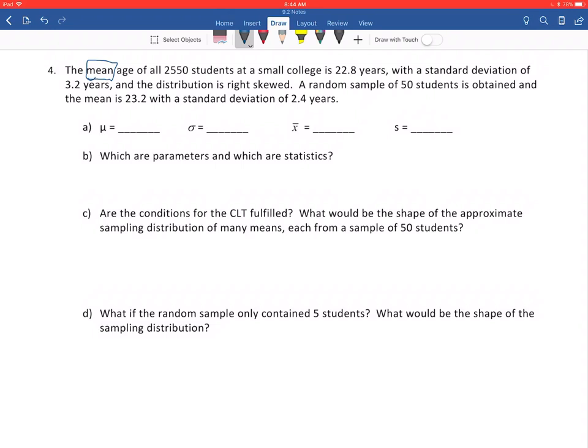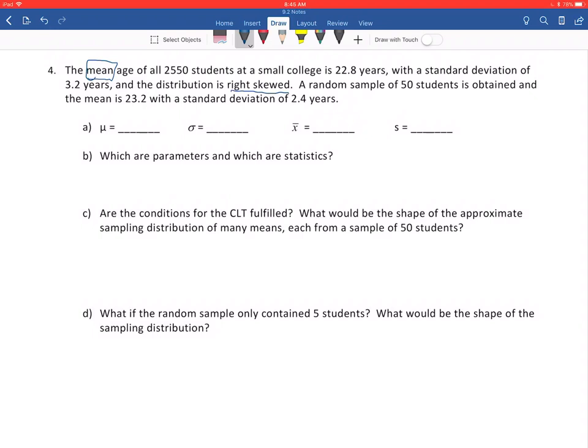Okay, let's see. Last example in 9.2. We've got the mean age, so just practice picking out those key words. The mean age of all 2,550 students at a small college is 22.8 years with a standard deviation of 3.2 years. The distribution is right skewed. That's going to be important. A random sample of 50 students is obtained. The mean of that sample is 23.2 and a standard deviation of 2.4.